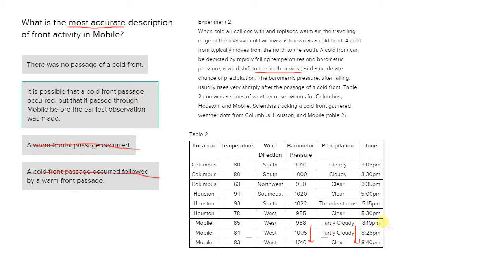And if they didn't have any data on that, it wouldn't show up here if we didn't take data at that time. So this is possible. And once again, it is most accurate that the cold front went through before the earliest observation was made, because you can't say definitively there was no passage of a cold front. We can't say that. We only have data taken at 8:10, 8:25, and 8:40 p.m. So it is possible that it happened, and that's the answer that we're going to select.